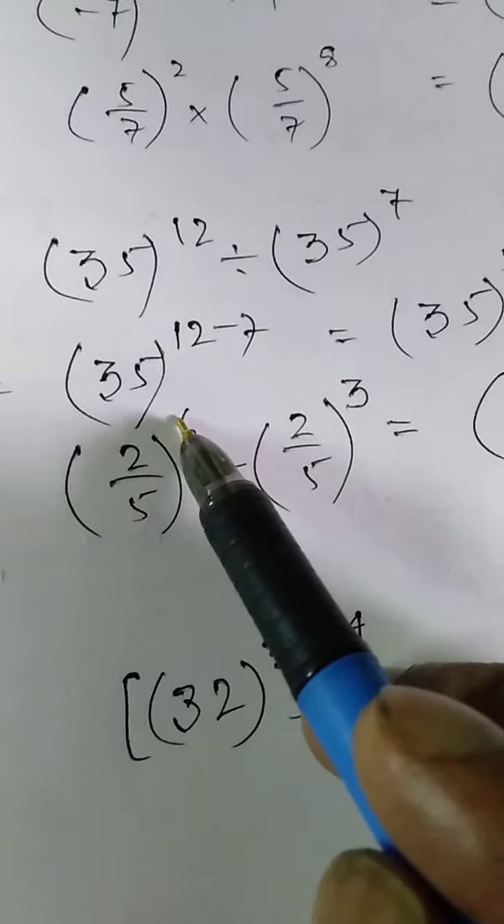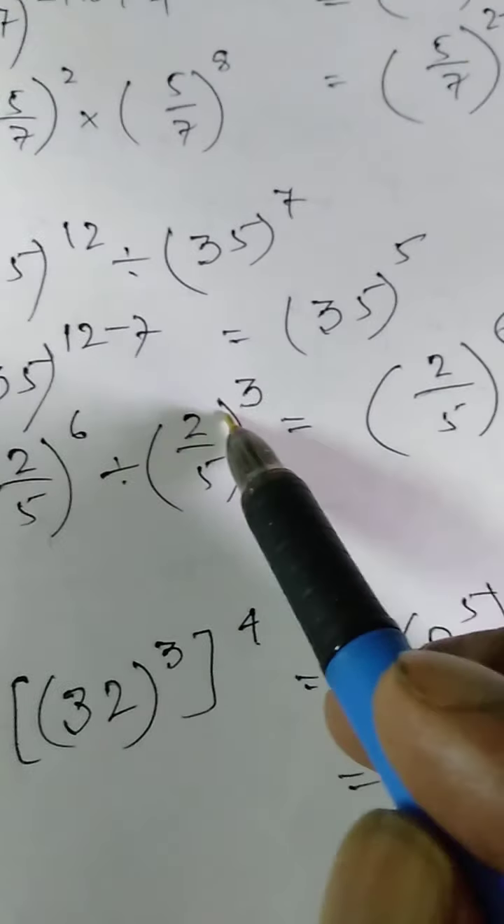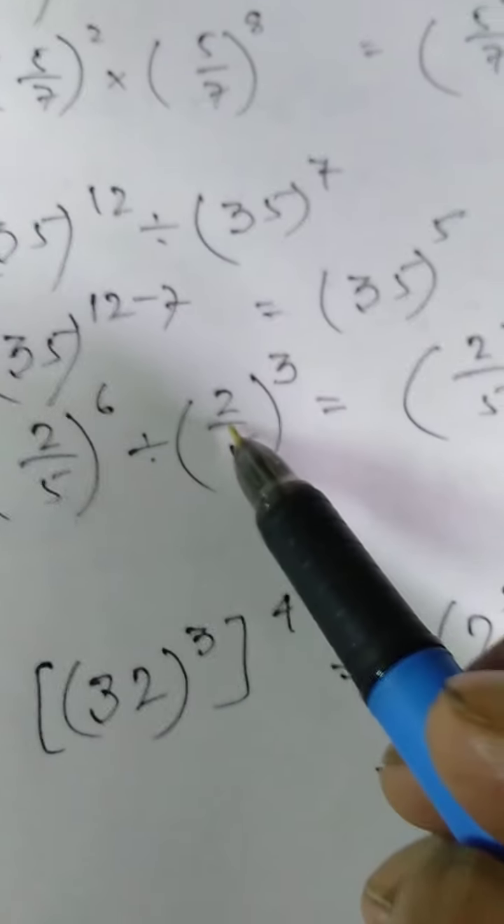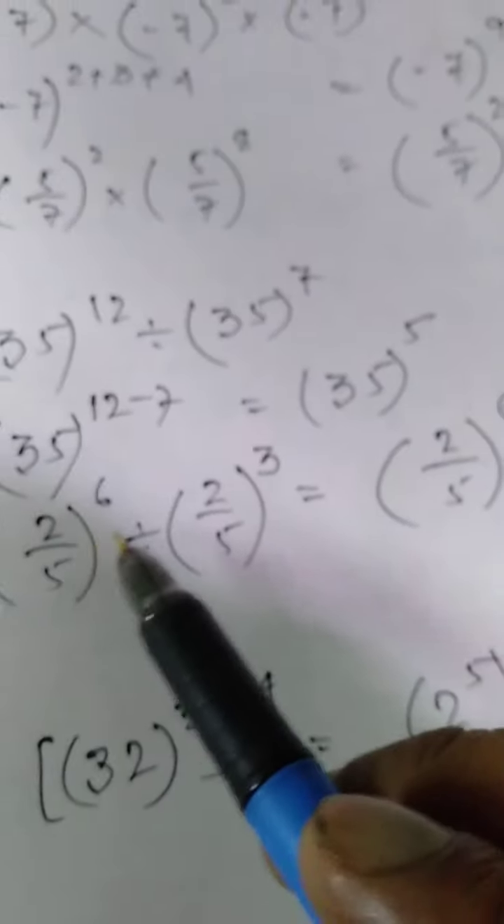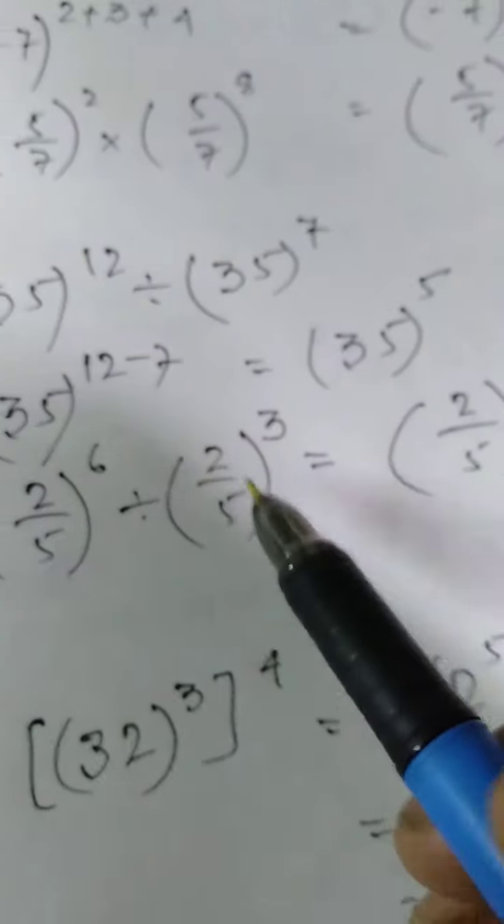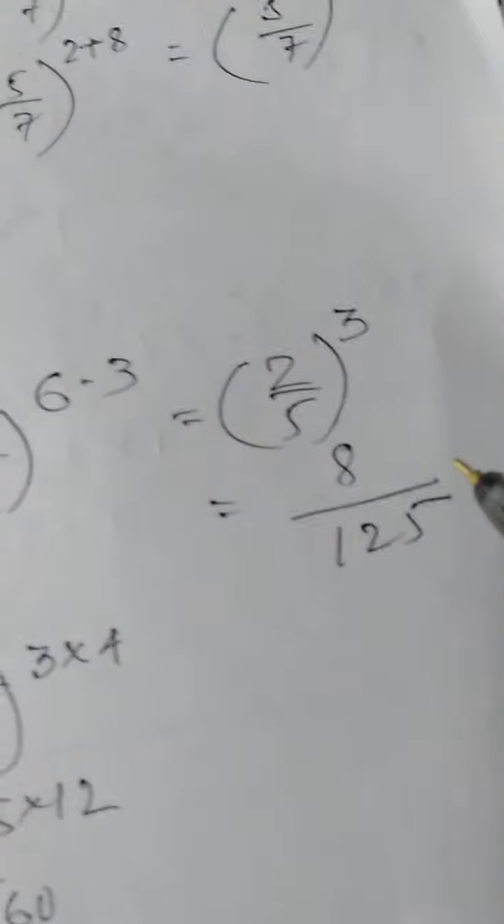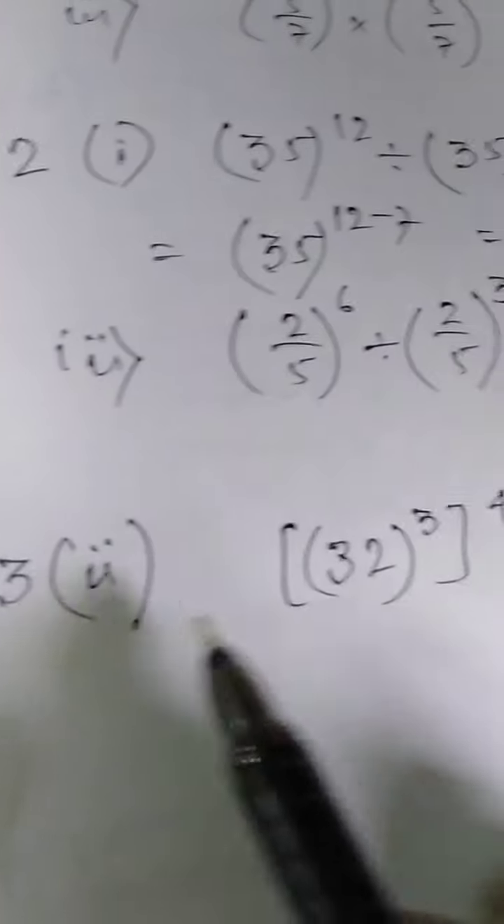Second: 2 by 5 to the power 6 divided by 2 by 5 to the power 3. See, here the base is a fraction. That doesn't matter. But here it is a division sign and the bases are the same, so the power will be subtracted. So we are getting 2 by 5 cube, that is 8 by 125. Now see, question number 3.